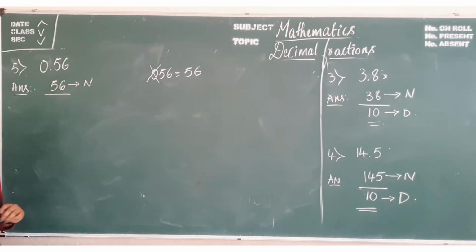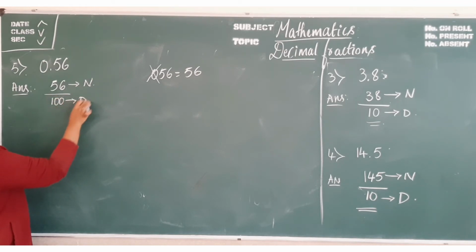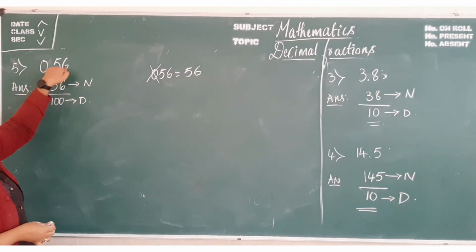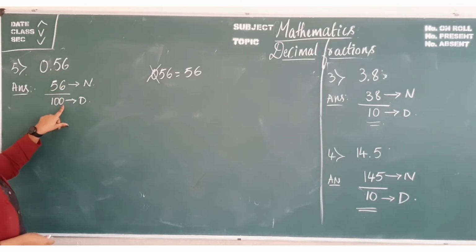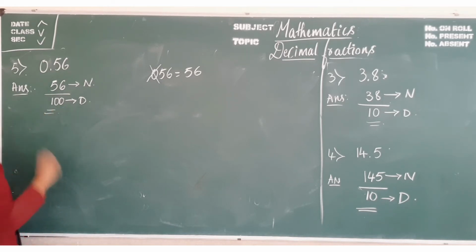Can you tell me what is the denominator? Yes, very good. 1 followed by 2 zeros will be your denominator. 2 digits after the decimal point. So 1 followed by 2 zeros, which is nothing but 100. Okay, next one. Sixth question.